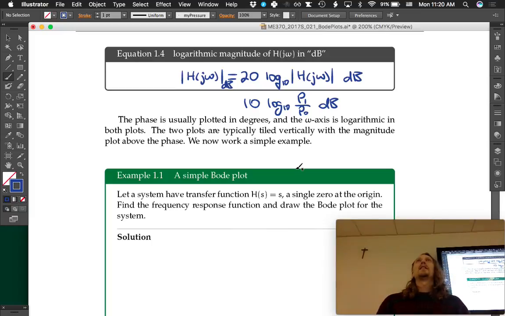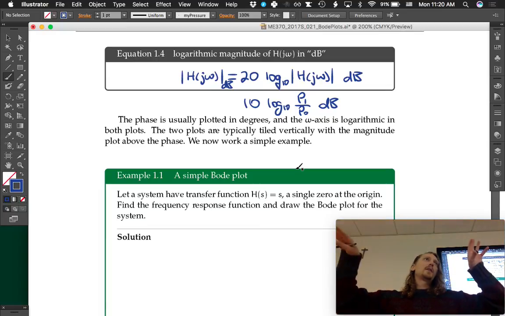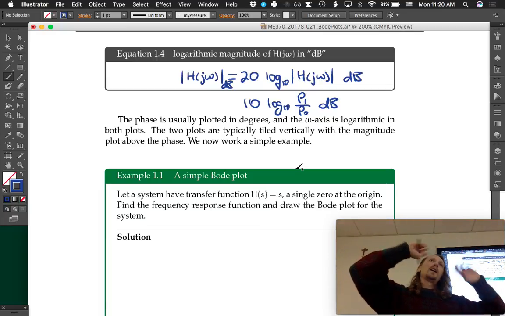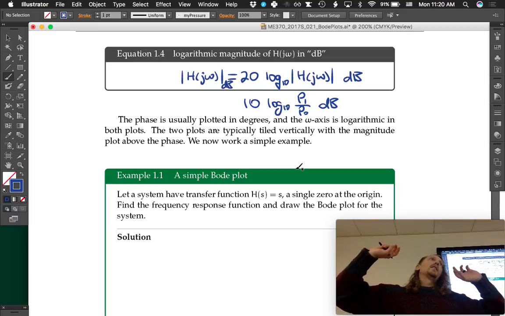So the magnitude is usually plotted in these sort of air quotes decibels. The phase is usually plotted in degrees. And the omega axis is logarithmic in both plots. Okay, so it's magnitude versus omega frequency, and phase versus frequency, and the omega is also logarithmic.